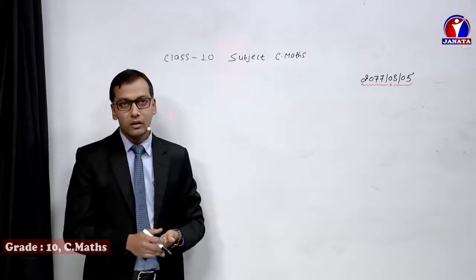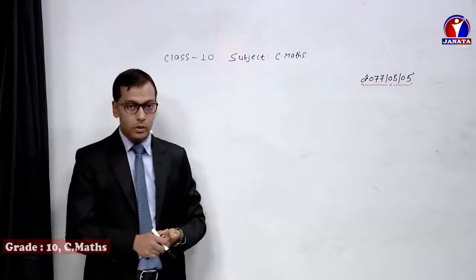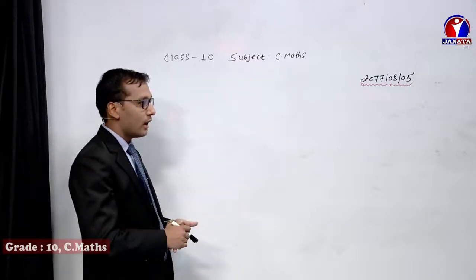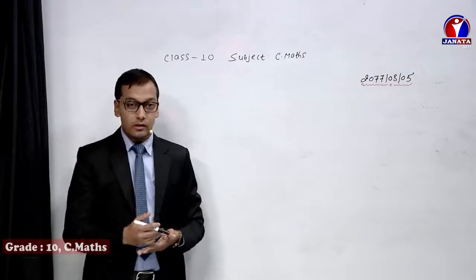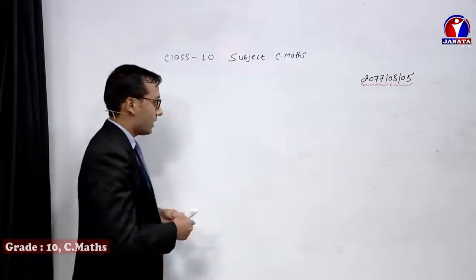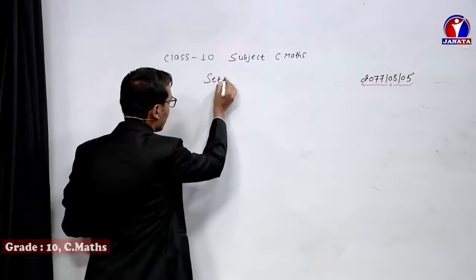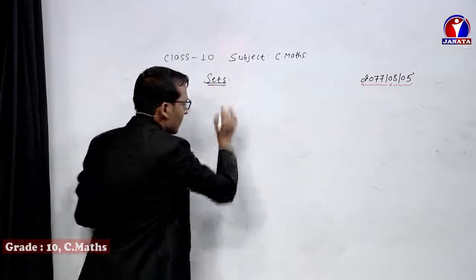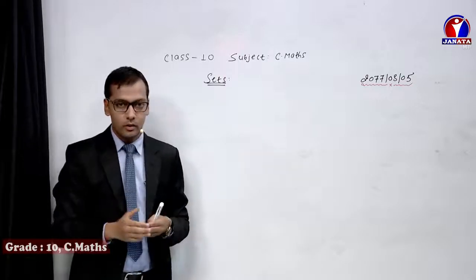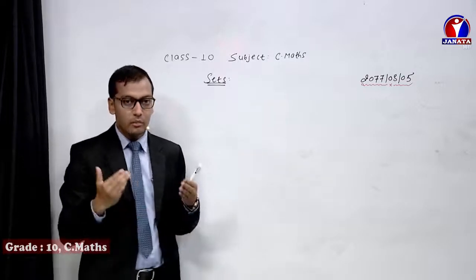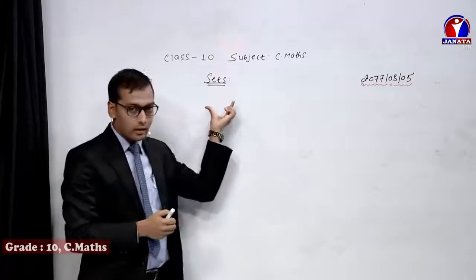So based on the government syllabus, based on the government curriculum, I am going to review the first chapter, the first unit of grade 10 compulsory mathematics, which is sets. So let me write the topic: sets. I hope every one of you is ready to take the class. So you can see me in front of the screen. So I'm starting with sets.